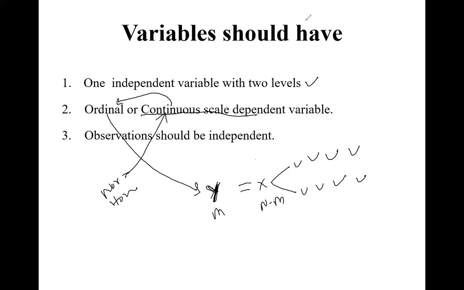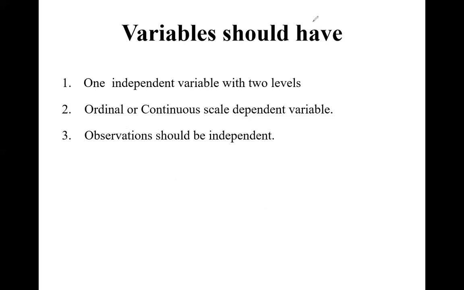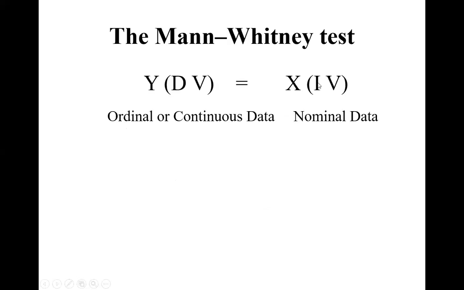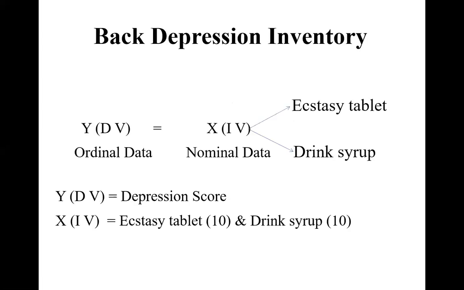Now the question is how to write the hypothesis for this test. In the Mann-Whitney-U test, the independent variable should be nominal, and the dependent variable should be either ordinal or continuous data. So it's a case study. The dependent variable is ordinal data. Nominal data means two mutually exclusive categories.